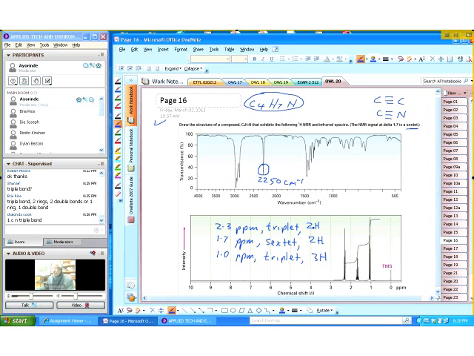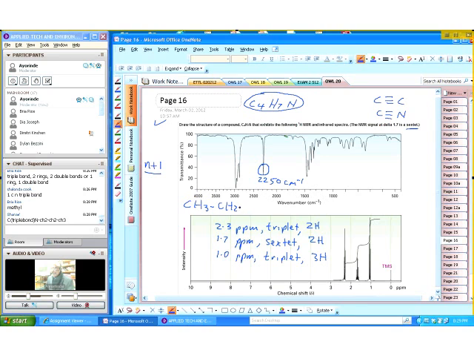What does this tell you? 2.3 parts per million, triplet. What does it tell you? 1.0, let's do this one first. This is easy. 3 hydrogen. What does 3 hydrogen tell you? Triplet. What does it tell you? A methyl group. Excellent. So it tells you you have a methyl group that is next to a CH2. And that is why it is a triplet, because it is being split by, you have the M+1 rule. Remember, M+1, n is the number of hydrogen that is next to it.